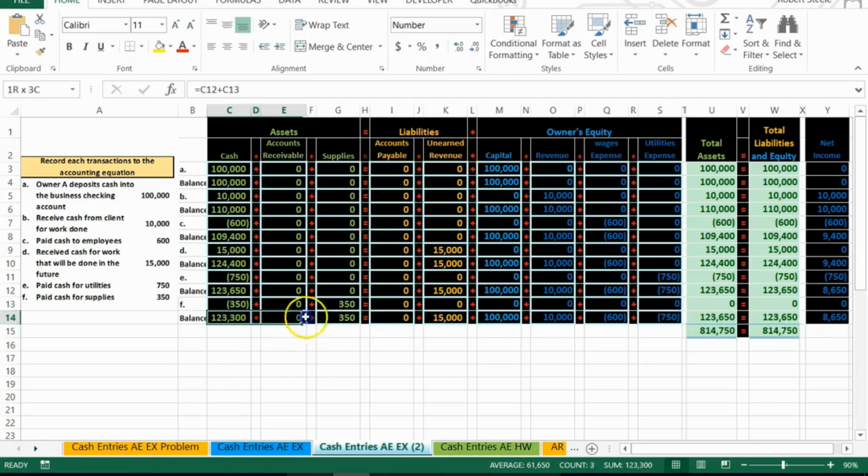Then if we highlight this on this side, the assets add up to 123,650, and liabilities and equity add up to 123,650. This is the effect on net income.